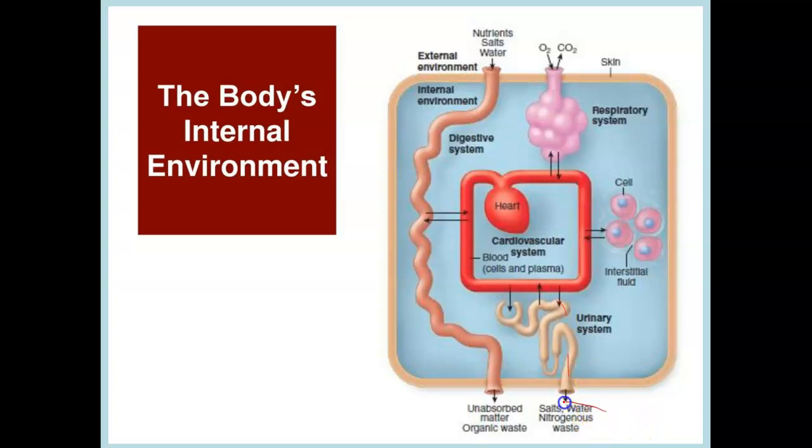So we release nitrogenous waste here. Nitrogen is a byproduct of protein, by the way. And then unabsorbed organic matter, organic waste, would be leaving through the end of the digestive system at the rectum. Individual cells will absorb nutrients and water and stuff through the interstitial fluid, and then oxygen and CO2 come in through the respiratory system. So this idealized, or simplified, I guess you could say, organism has all the systems that the organism needs to survive in the external environment.